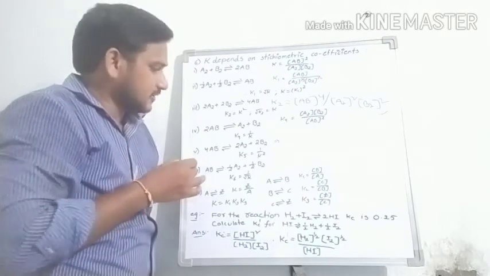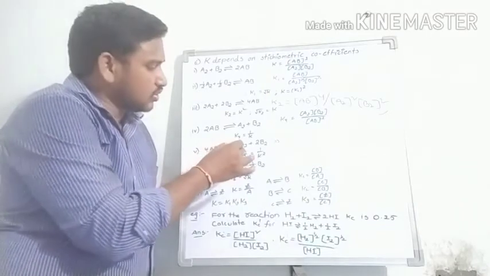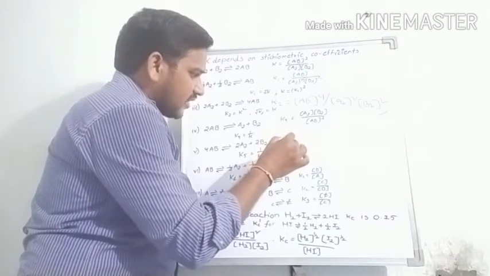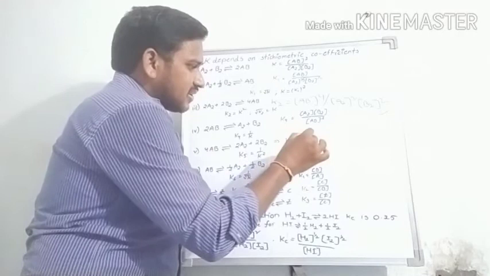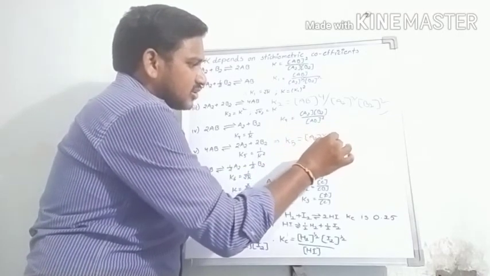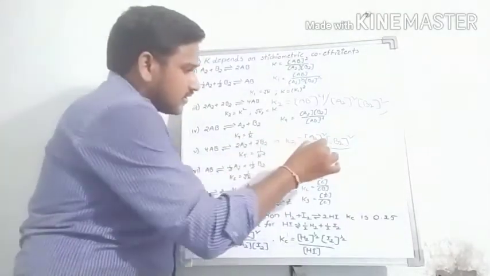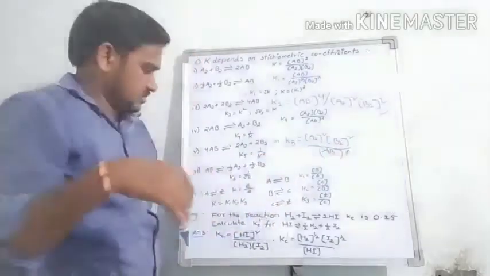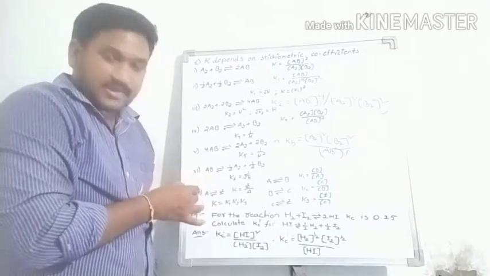Clear, sir? Okay, next one more reaction. 4AB goes to 2A2 plus 2B2, where some more constant, K5, is concentration of A2 whole squared into concentration of B2 whole squared by, what is the reactant, sir? Concentration of AB whole power 4. Same manner, up to the 7th reaction.